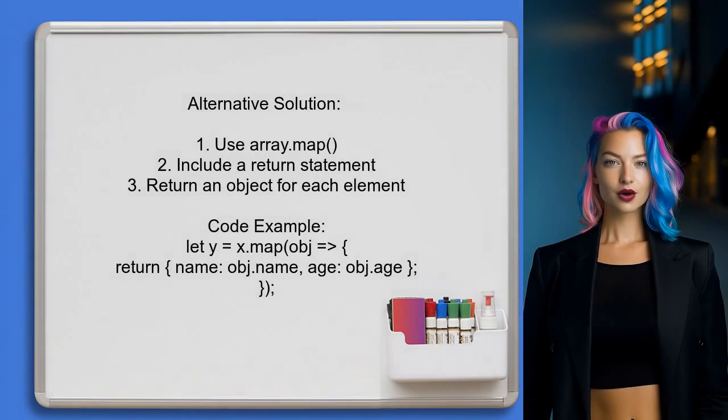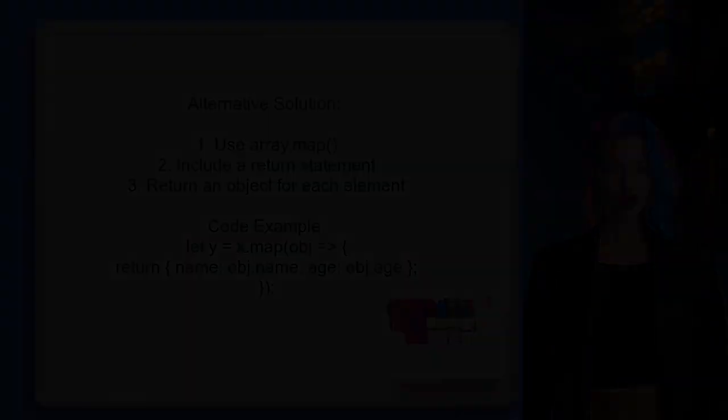An alternative solution provided by another user suggests using the map function with a return statement. They recommend explicitly returning an object for each element, which resolves the unexpected token error.